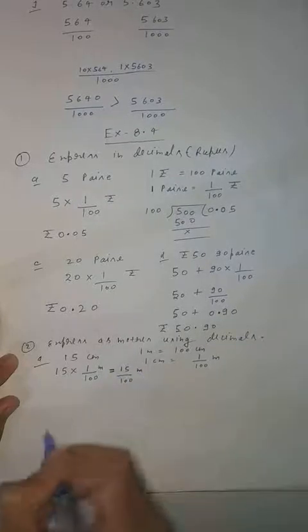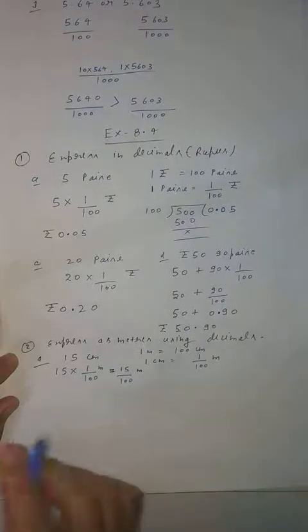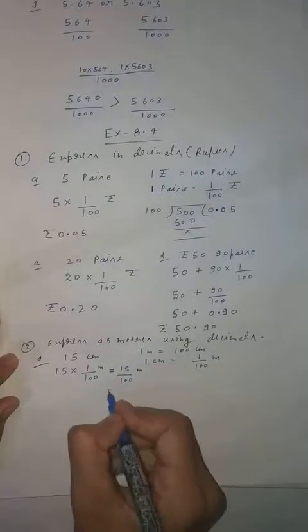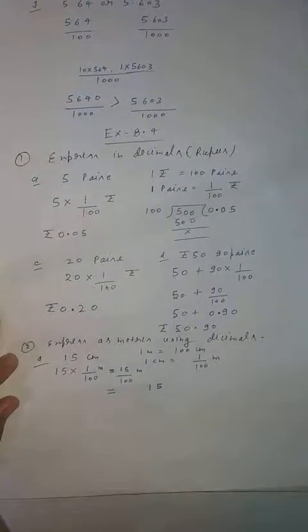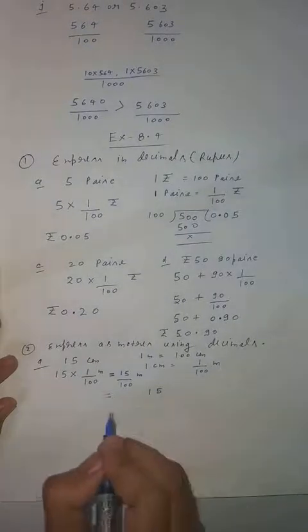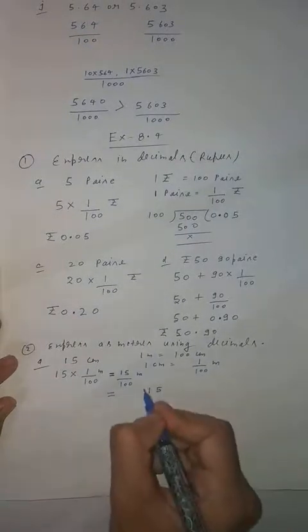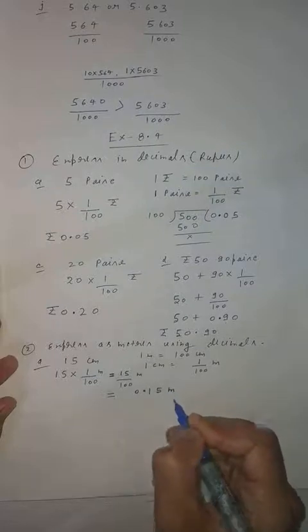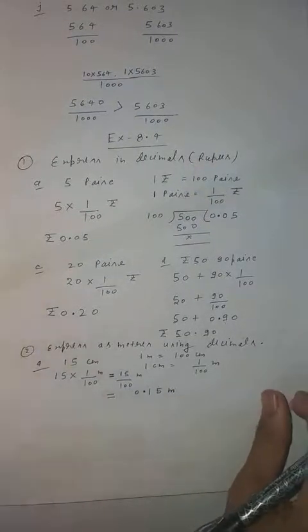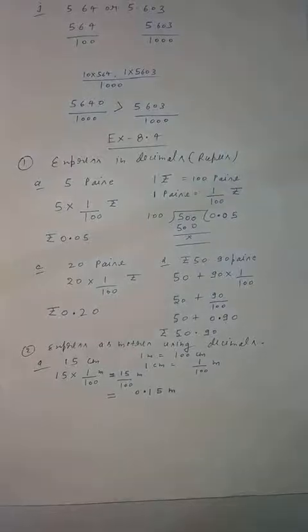You know the easy process, how you will convert, student? Write down only 15. After the decimal there should be only 2 digits. So where will you put the decimal? You will put the decimal here, and this is your 0.15 meter. Clear student? So I think this is clear. Now come to the next question.